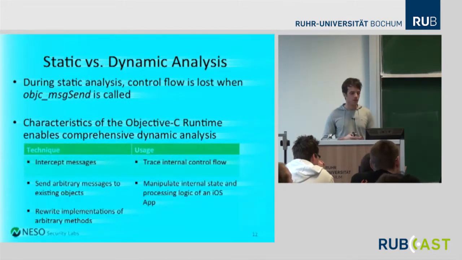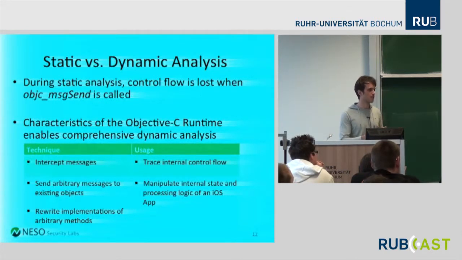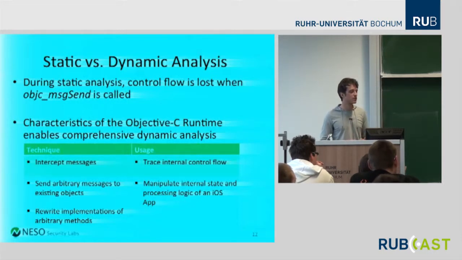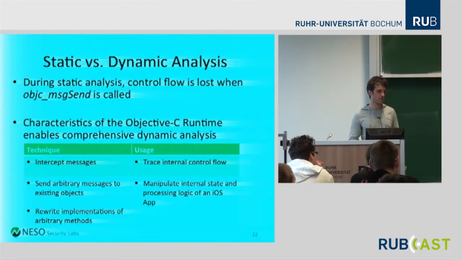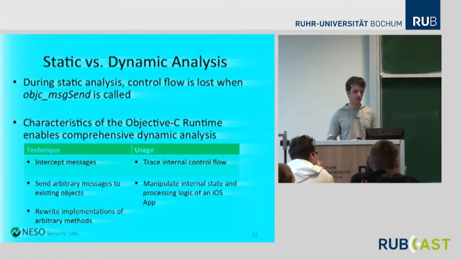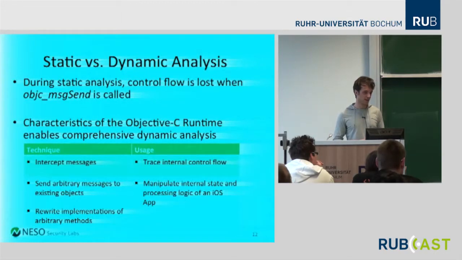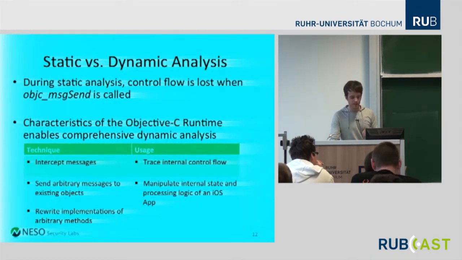That's the first thing. Or you could even send arbitrary messages to existing objects. If you know the location of the object in memory and you know the method you want to call, you could just send your own message to the dispatcher. Or you could rewrite the whole implementation of arbitrary existing methods due to the reflection abilities. And then you really start to manipulate the internal state and the whole processing logic of an iOS app. And this is what we're going to look at now. Keep in mind that it's worthwhile to always combine both static and dynamic analysis to evaluate an app's security level in an economic, reasonable time frame. It's very efficient, as we'll see in a second.